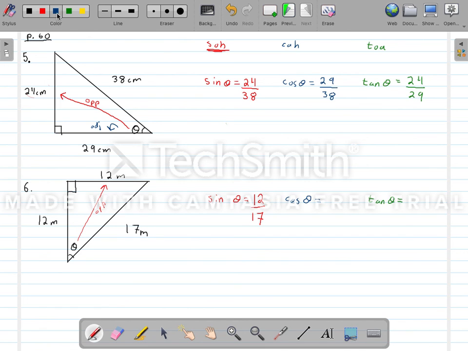What will cos theta equal? Cos theta will also equal 12 over 17. There's our adjacent side. This is our adjacent. 12 over 17. And what will tan theta equal? Tan theta will equal our opposite over adjacent. 12 over 12. Okay.